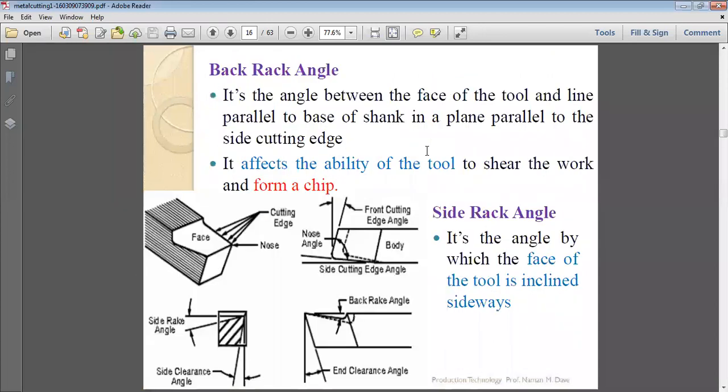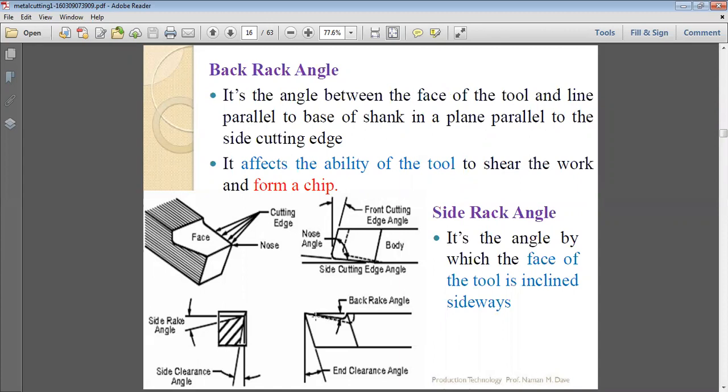We were discussing the angles for a single point cutting tool. The next angle that we'll be discussing is the back rake angle. It is the angle between the face of the tool and the line parallel to the base of the shank in the plane parallel to the side cutting edge. It is visible in the front view.